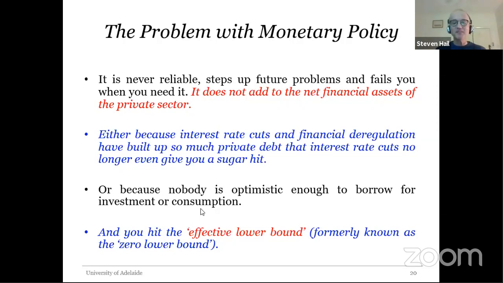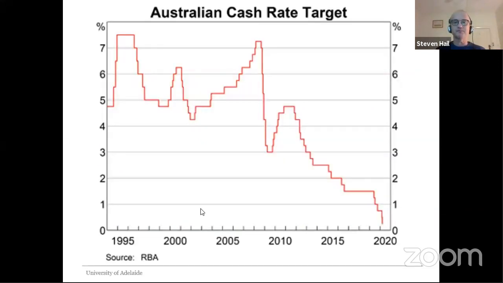The RBA has said that 0.25% is as low as they're prepared to go as far as the target cash rate is concerned. And they've said that they don't think there's any purpose in even considering negative interest rates. So for them, once they cut the target cash rate to 0.25%, they'd reach their effective lower bound. Conventional monetary policy had run out of bullets. It had gone as far as it could go.